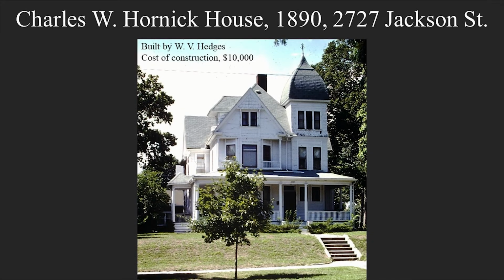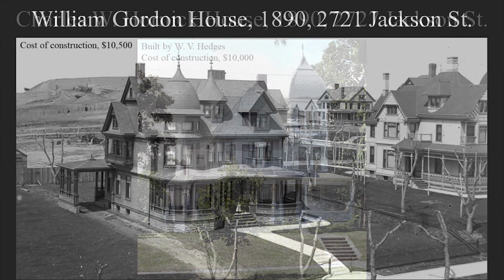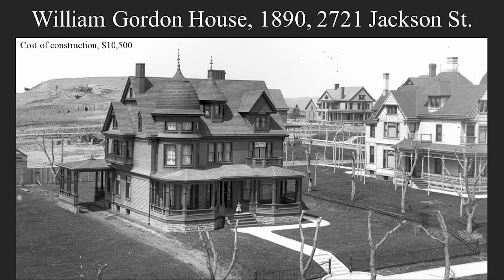This house is still standing, the Charles W. Hornick House, built in 1890 at 2727 Jackson Street, built by W.V. Hedges, who is the son of D.T. Hedges. This house cost $10,000 to build. This is the William Gordon House, built in 1890 at 2721 Jackson Street. We also see the last couple houses we talked about. On the right-hand side is the Charles W. Hornick House, and in the background is the Linus Skinner House.